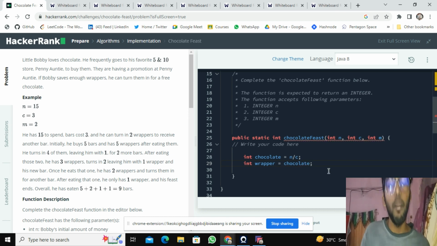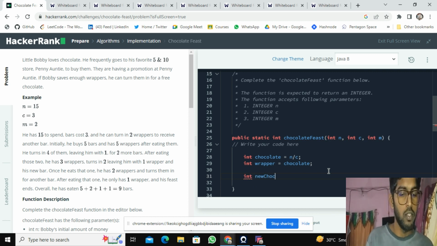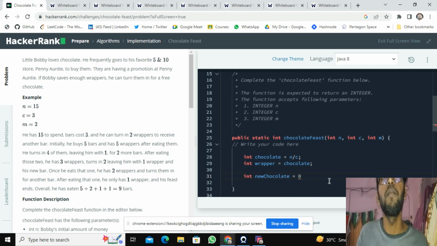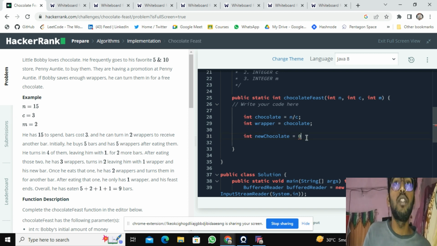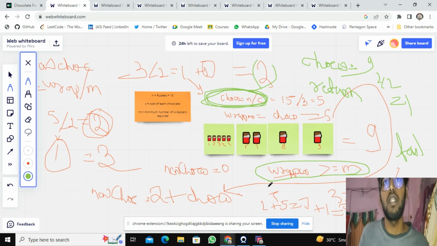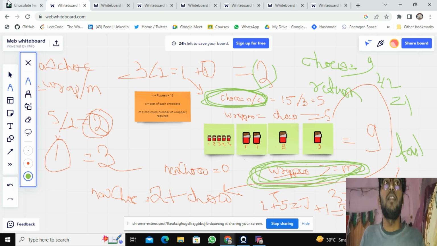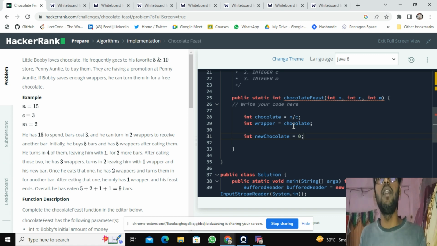Simple. Now how many new chocolates do I have? Initially I don't have any new chocolate, so it is initialized with 0. Now I have to check this condition: whether the wrappers are greater than or equal to m or not. If so, there is a probability that I can get a new chocolate back from that Penny Auntie. She will give that chocolate to me.